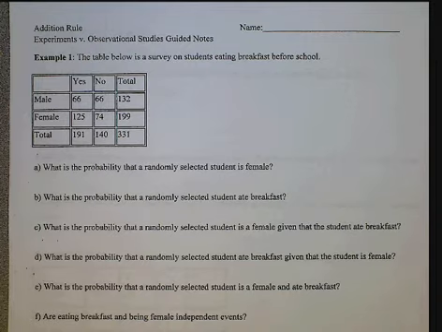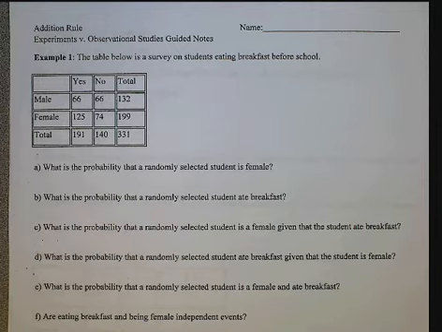This is the third video for the probability and statistics unit, and we are looking at the addition rule in this set of notes, which I think you will find is pretty straightforward. So we're going to start off reviewing, just making sure we know what's going on. So we have a table here about surveying students on eating breakfast before school.